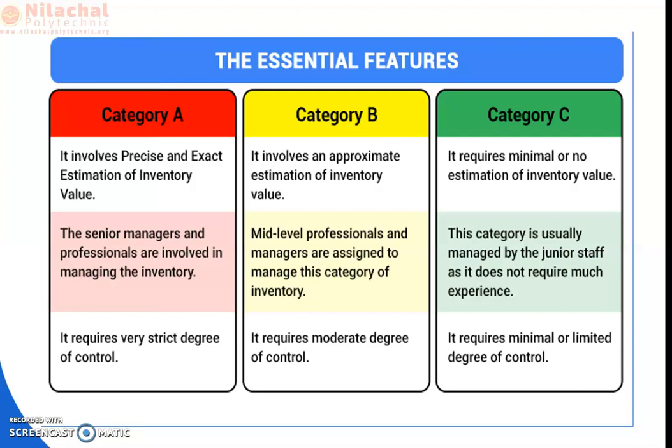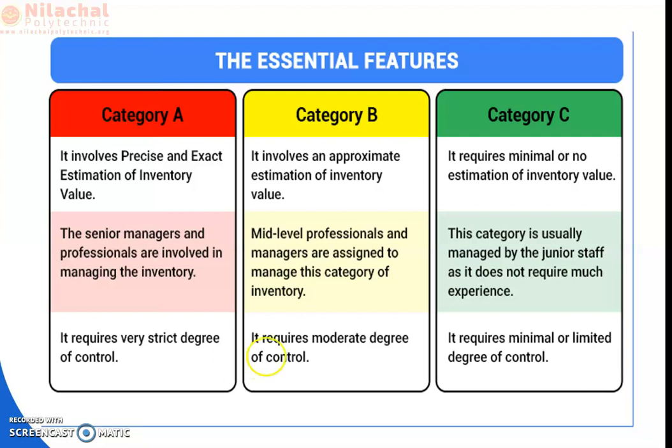Similarly, in category B, 20% of inventory cost will go and 20% of inventories will be B items. These require a medium level of control, and these are purchased according to past experience. Mid level performance managers are assigned to manage this category of inventory. B type items involve approximate estimation of inventory value and a moderate degree of control.